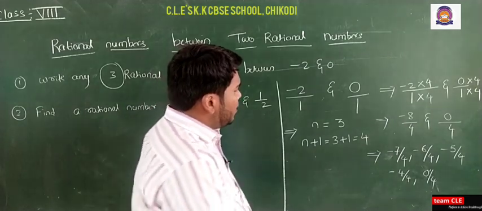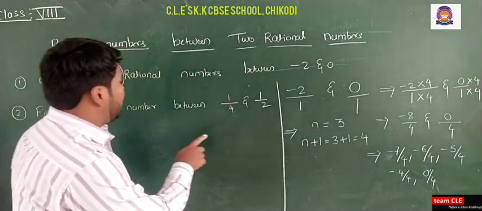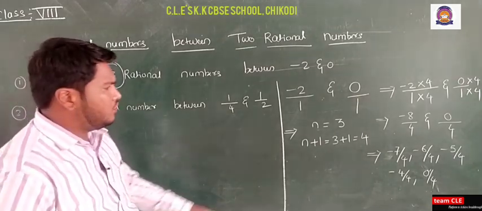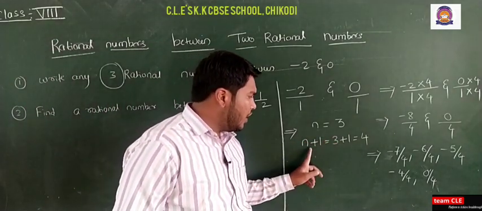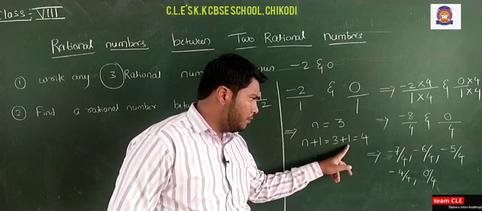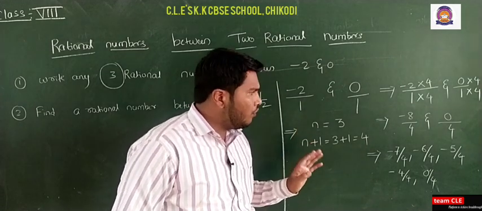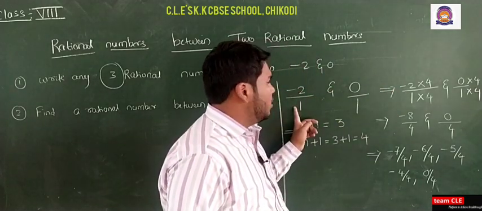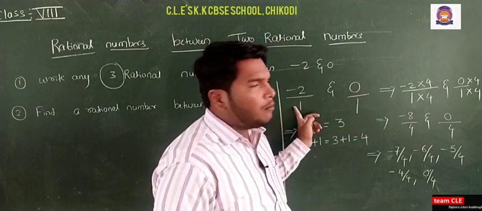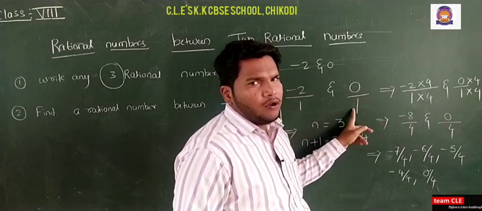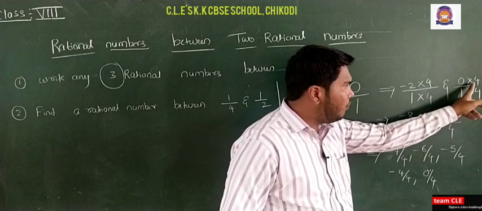Okay, so now see, n is equal to 3. Why have I taken n equal to 3? Because the question says write any 3 rational numbers. Now you have to use the formula n plus 1, which is 3 plus 1, which is equal to 4. So this minus 2 by 1 you multiply in the numerator and denominator by 4, and this 0 by 1 you multiply numerator and denominator by 4.